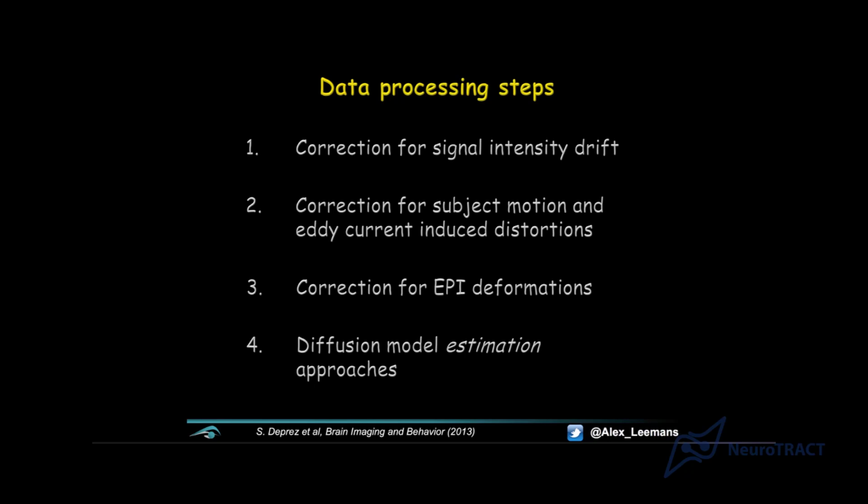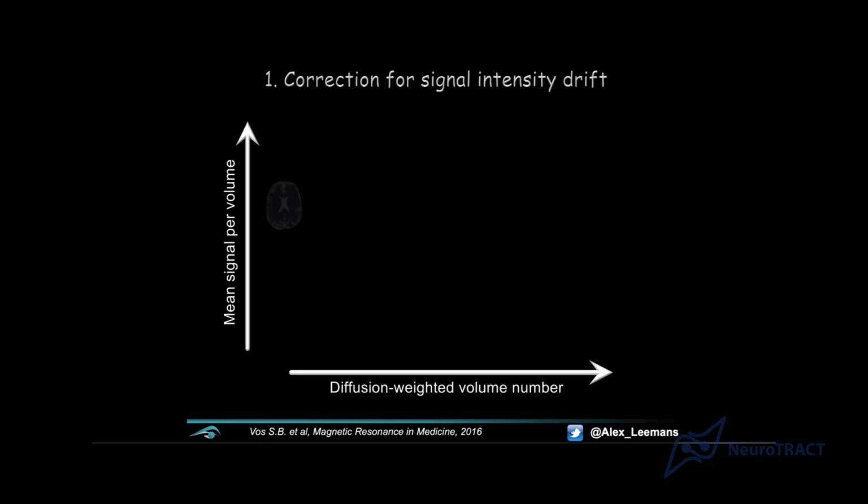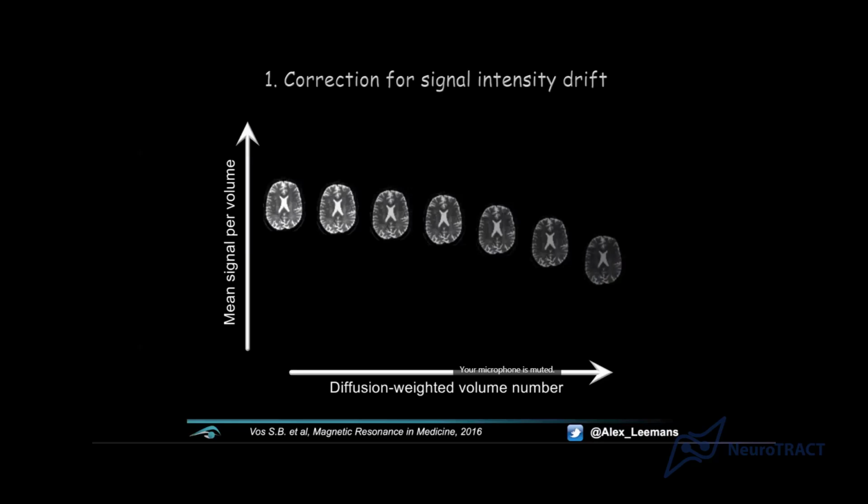Anyways, correction for signal drift. And what do I mean with that? Well, if you were to acquire the same image again and again and again, you'll notice that the actual signal intensity is not the same. It'll drift. It will change in intensity. And most typically, you'll see that the signal will decrease. It will get lower. Why does this occur?